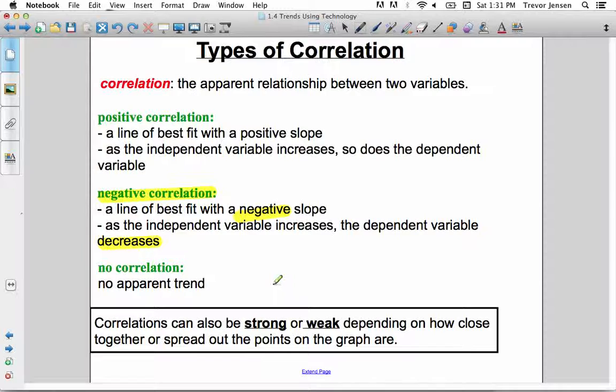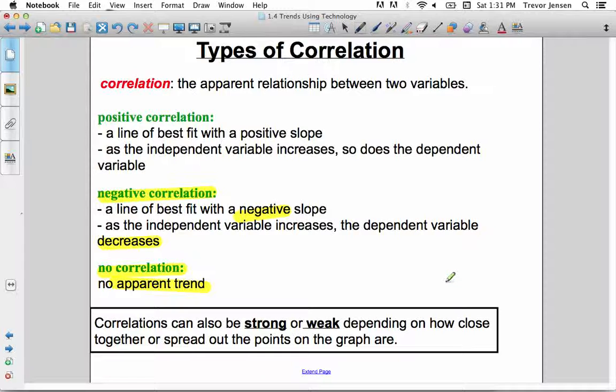We could also make a scatter plot of the values for two variables, and we could find out that there doesn't seem to be any correlation in the data. There would be no apparent trend. Okay, no apparent trend in the data would mean that there is no correlation between the two variables.